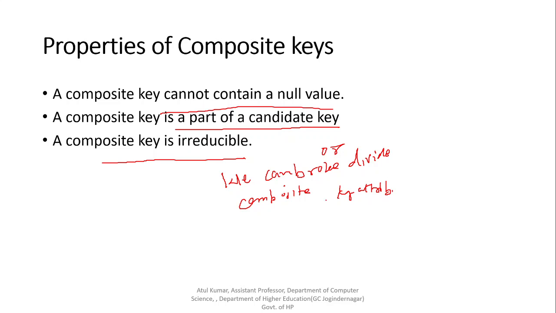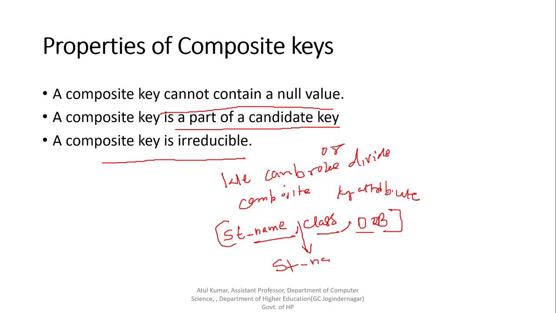So we can't break or divide composite key attributes. For example, if we have a composite key of student name, class, and date of birth, it is a composite key as it contains 3 attributes and it is irreducible, meaning we can't break this into further. Student name, class, and date of birth together uniquely identify each row in the table.